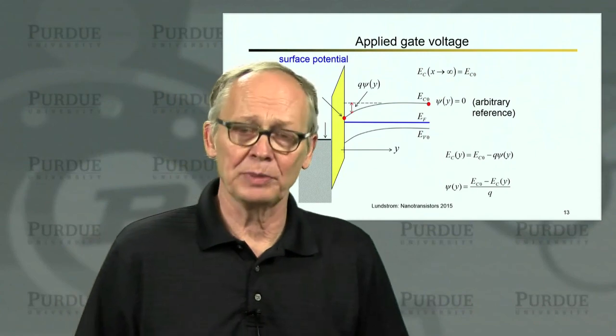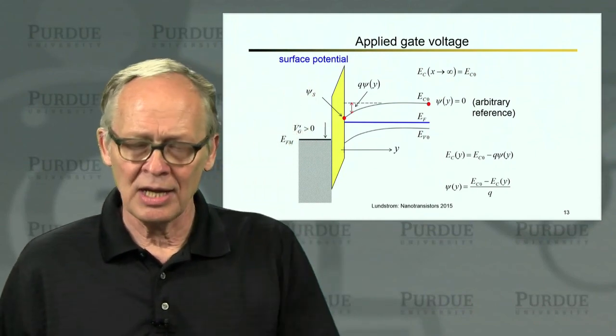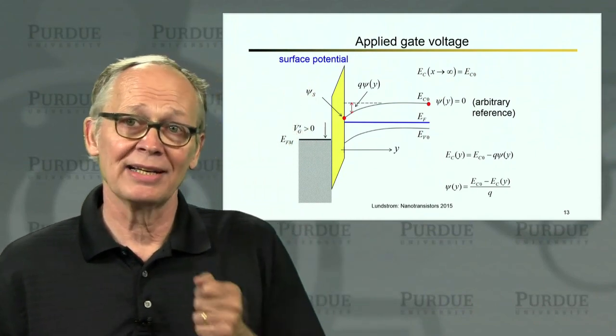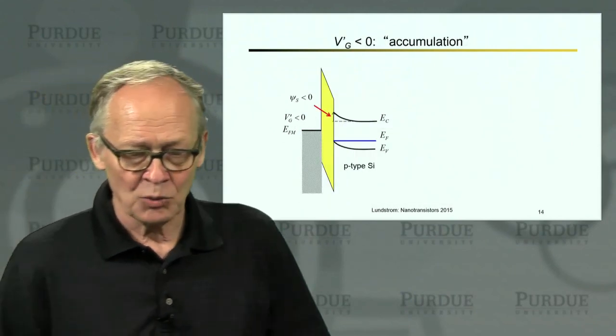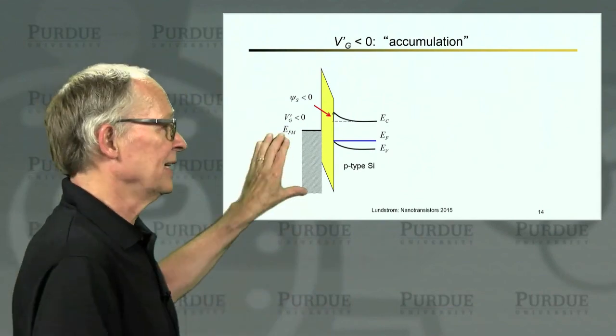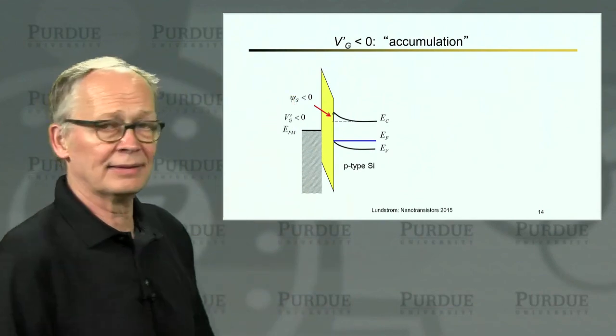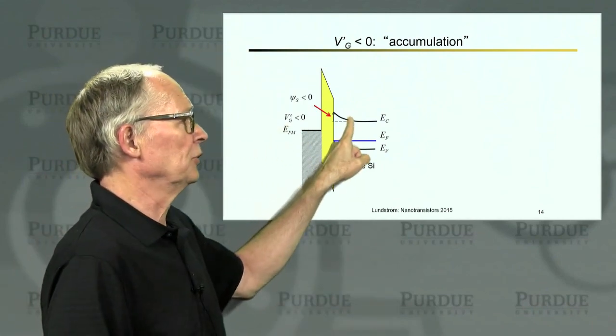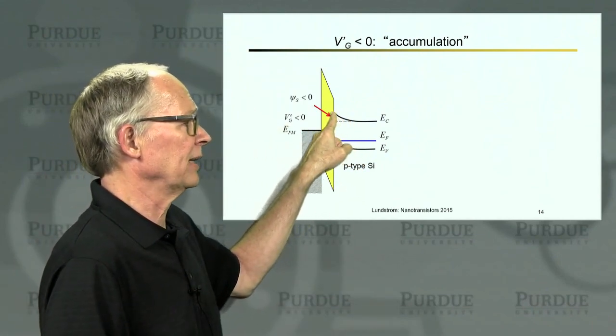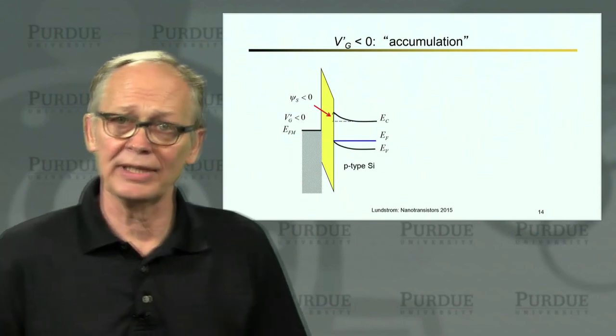Okay, so the surface potential is a very important quantity. When I apply a positive gate voltage, I get a positive potential at the surface of the semiconductor. What if I apply a negative gate voltage? Negative gate voltage pulls the bands up. Okay. If we pull the bands up, it means we're inducing a negative potential in the semiconductor. The surface potential is now negative.